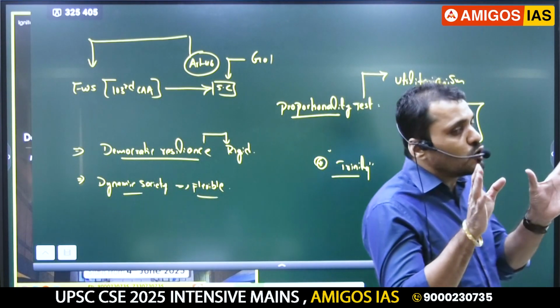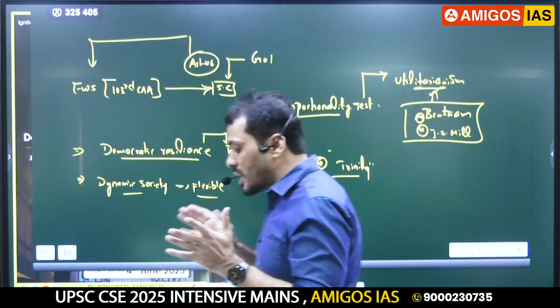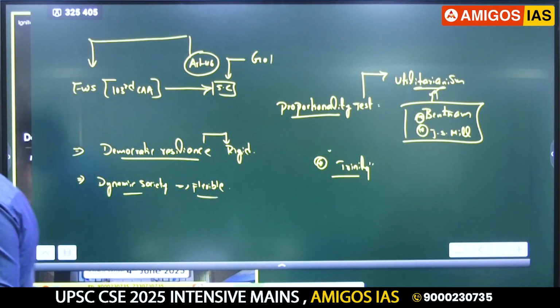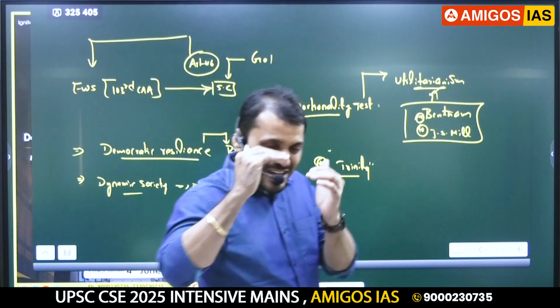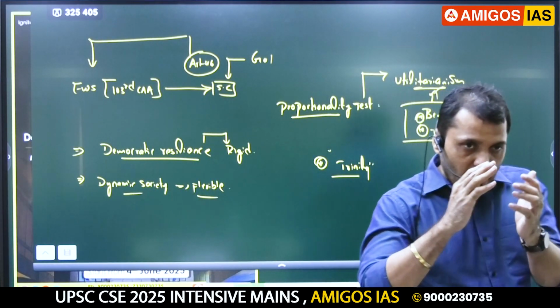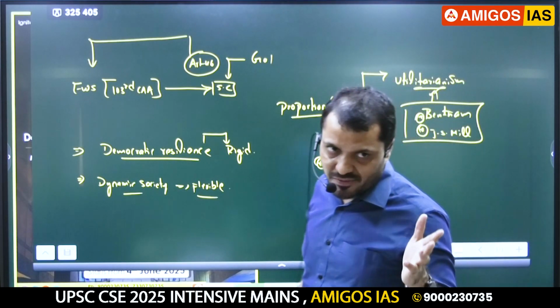So what is the trend for this question? This is one model of question, where they give particular articles and ask what the relevance of those articles is. Then you have to quote that article, what the Constitution is saying, what kind of reasonable restrictions are put by the Constitution, and recent Supreme Court observations.